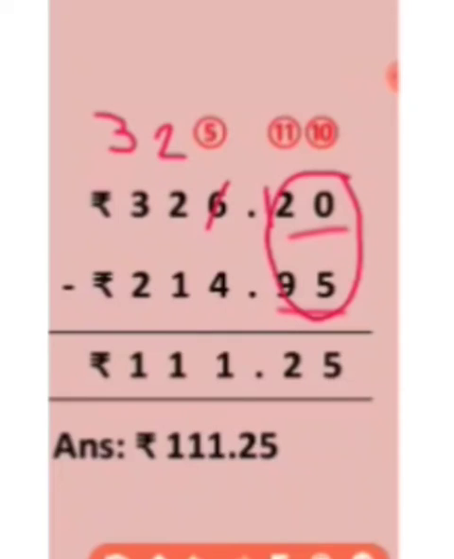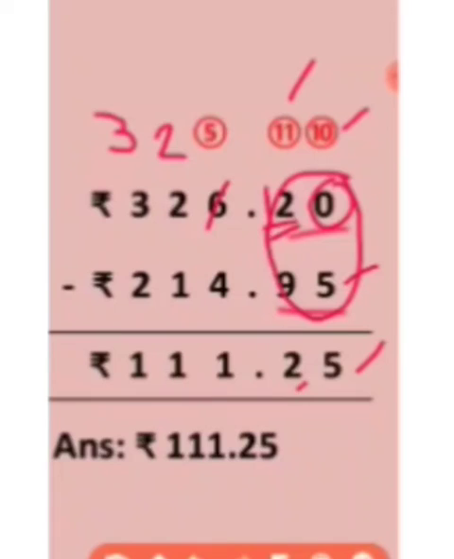Now see, here is 0 and here is 5. Can you do subtraction? No. So what to do? We have to borrow 1 from these 12. From 12 you take 1. So this 0 become 10 and 12 became 11. So 10 minus 5 is 5. 11 minus 9 is 2. Okay, so paise portion is over.